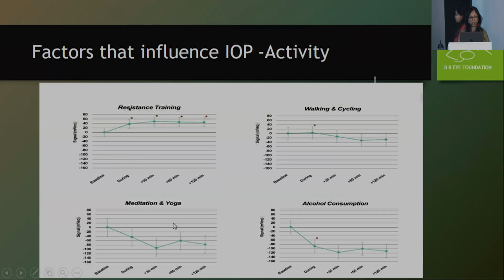Next, we move on to meditation and yoga. This is a pretty controversial thing, because meditation does improve intraocular pressure, and certain yogas do lower intraocular pressure, but there are other yogic exercises which are detrimental to intraocular pressure. And this is alcohol consumption, which lowers intraocular pressure.